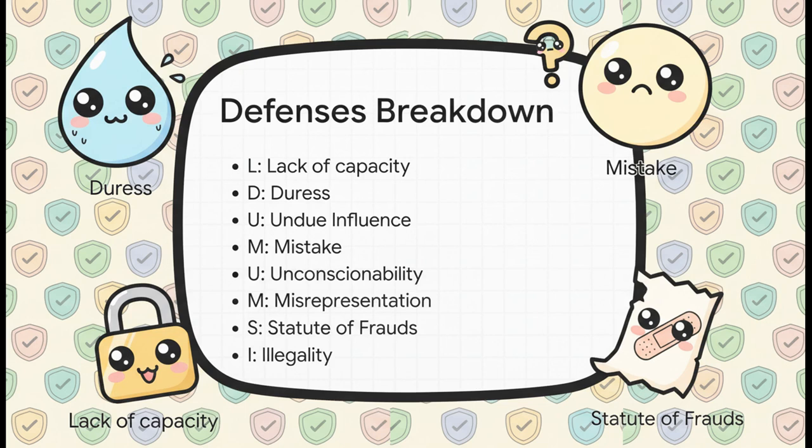Were they under duress? Did they lack capacity, like being a minor? What about undue influence, a mutual mistake, unconscionability, misrepresentation, a statute of frauds violation, or just sheer illegality? Running this mental checklist guarantees you won't miss a single defense.